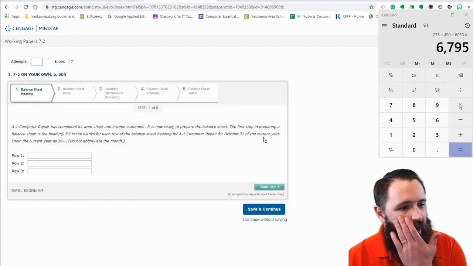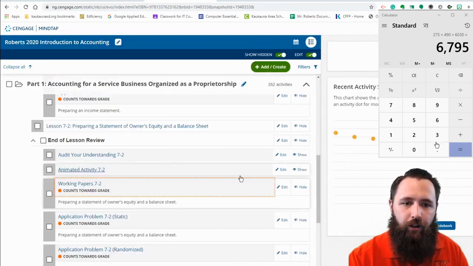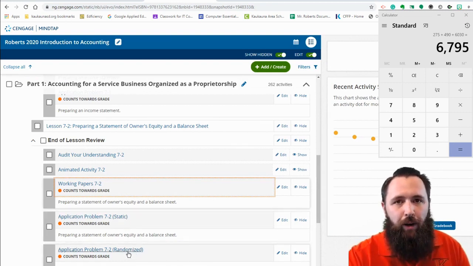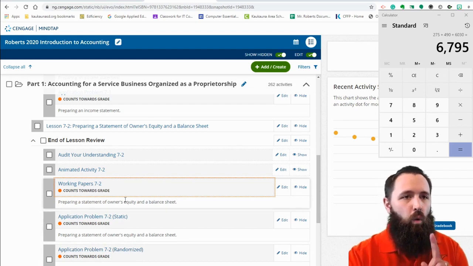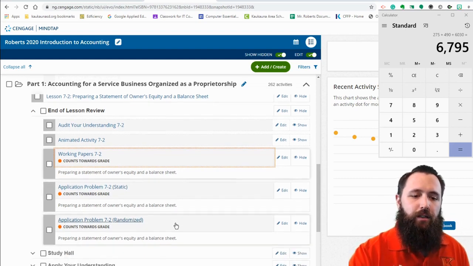So I want you guys to get some practice in on this, okay? So make sure that you do this on your own. And then please make sure that you complete the application problem. And then I do have a randomized one in there. You only have to do the randomized one time, okay? Just one time, but I think this is important to kind of get.